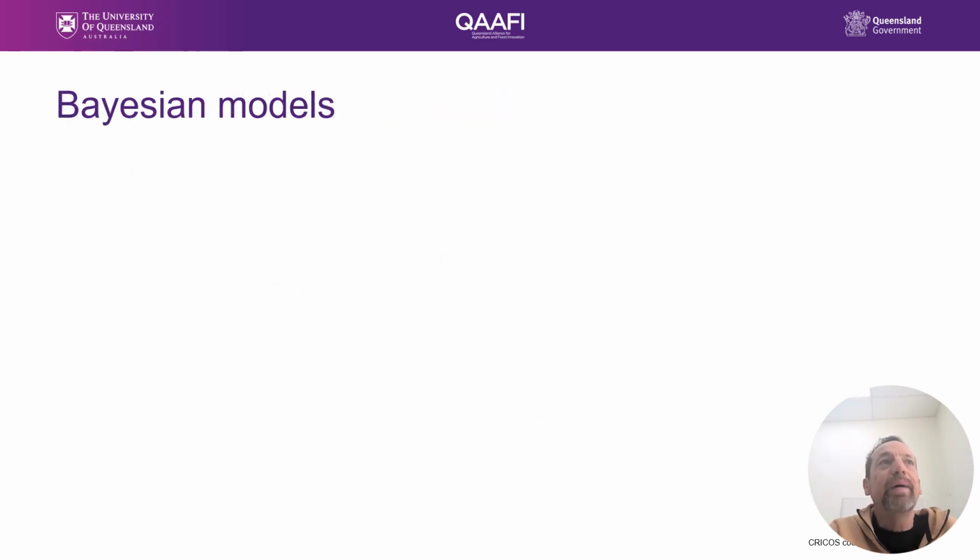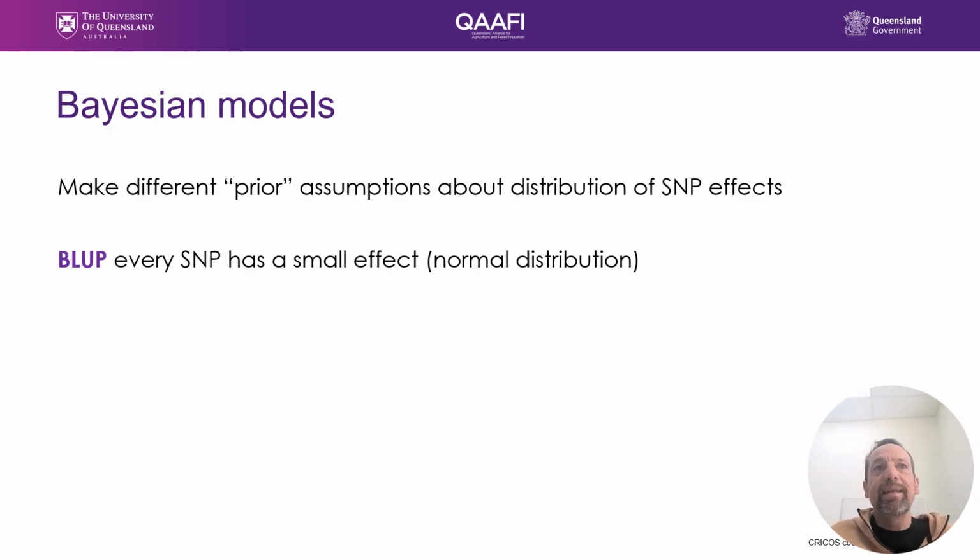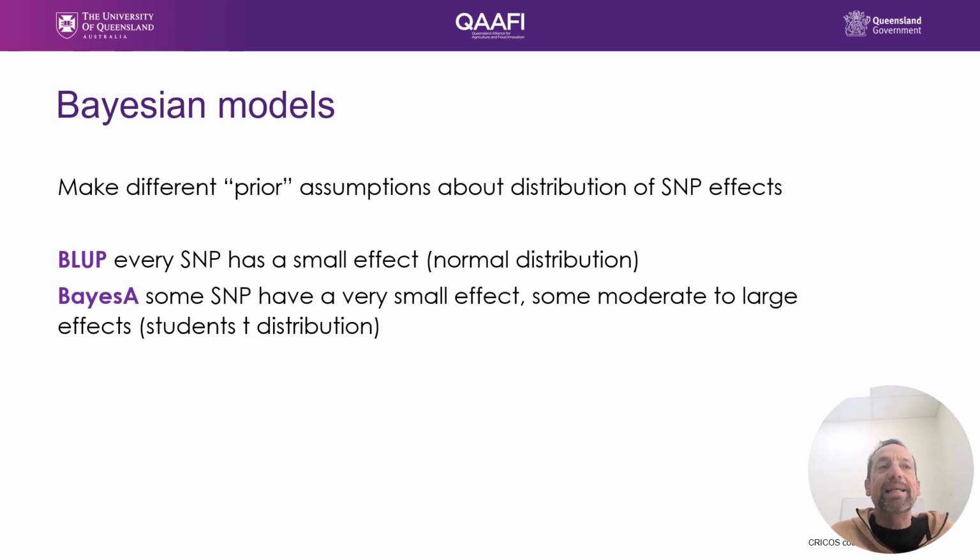You may have heard of Bayesian models for genomic prediction. These models make different assumptions about the distribution of SNP effects. So BLUP, as we said, assumes that every SNP has a small effect, and these effects follow a normal. Bayes-A assumes that some SNPs have a very small effect, but it allows some moderate to large effects. And it does this by using a Student's t distribution as the prior.